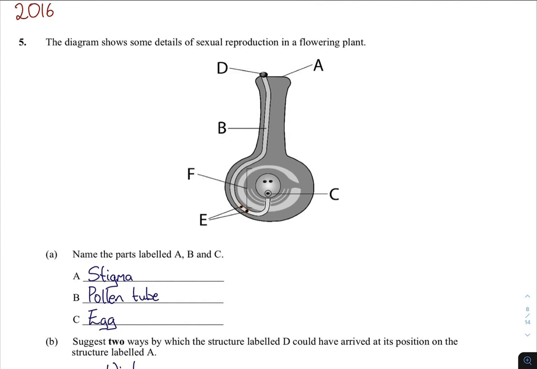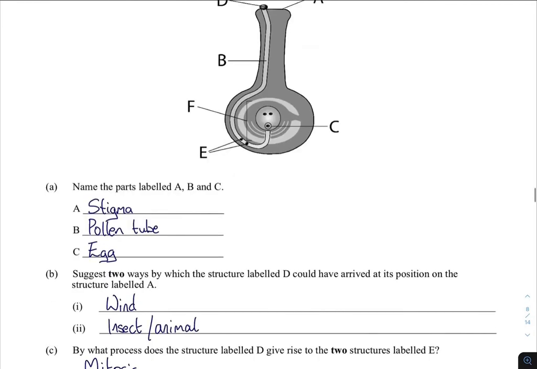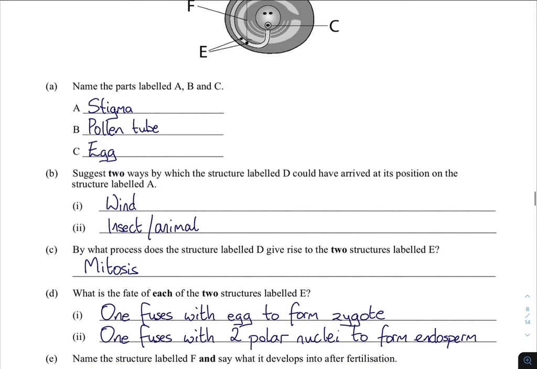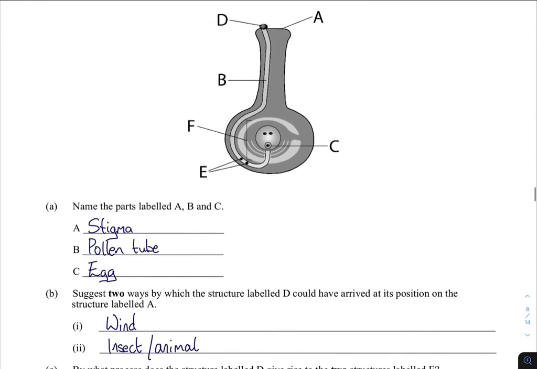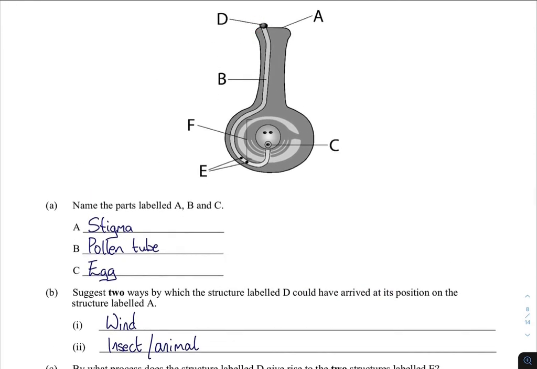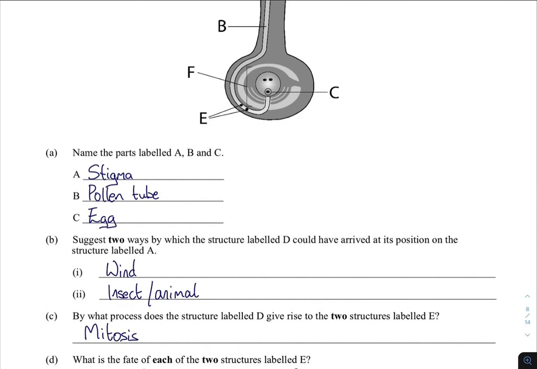A fried egg, and that's what it is. It's on its own. These 2 over here are the polar nuclei. F there is the ovary, I should say, and the inside of it is the ovule. So, 2 ways in which structure D could have arrived at its position. D is the pollen. So how could it have arrived there? There's a couple of different things. You could say wind, insect, animals. Insect and animals are the same thing.